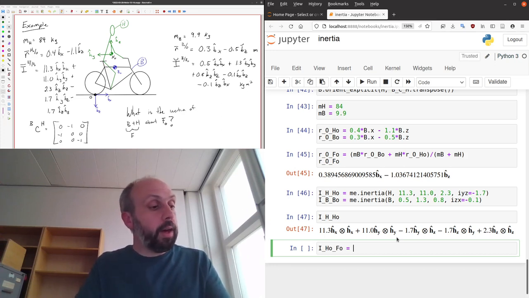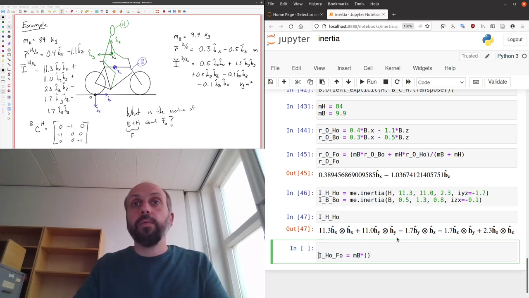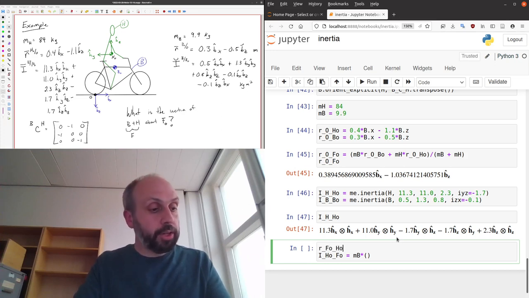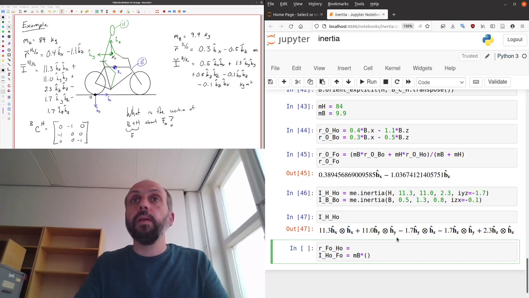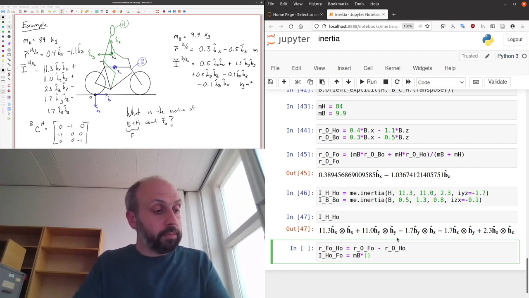That's going to be done like so. So we have our RO. We need our HO to FO. So let's create that first. FO to HO is going to be R O F O, which we know, minus R O H O. So then we can take the magnitude squared of that R F O.